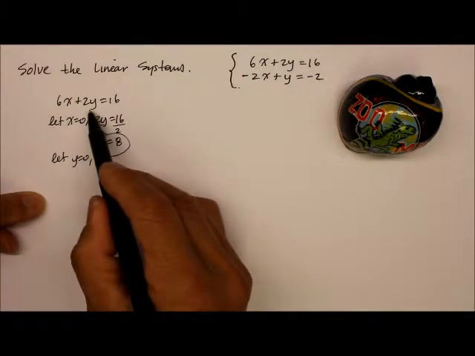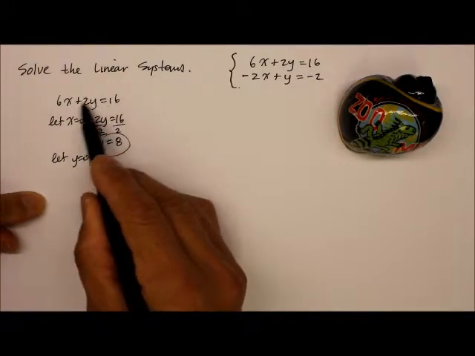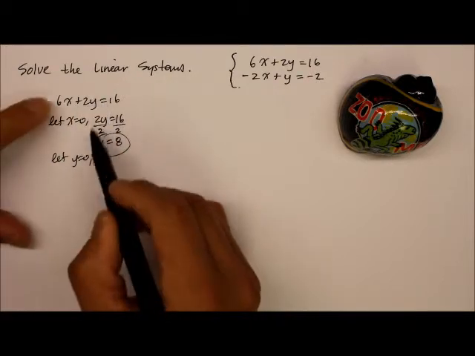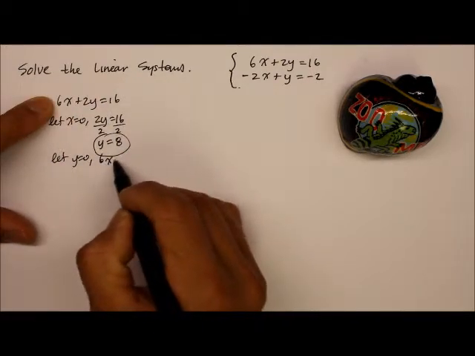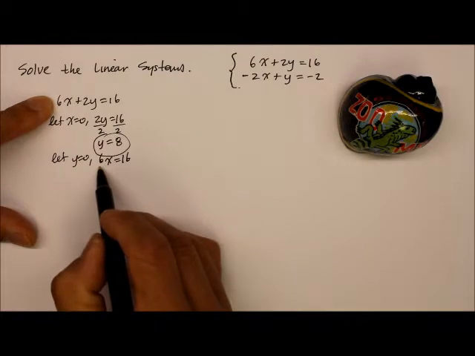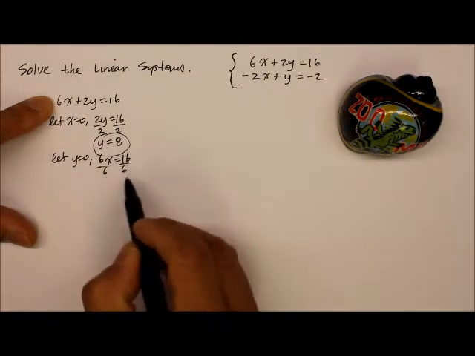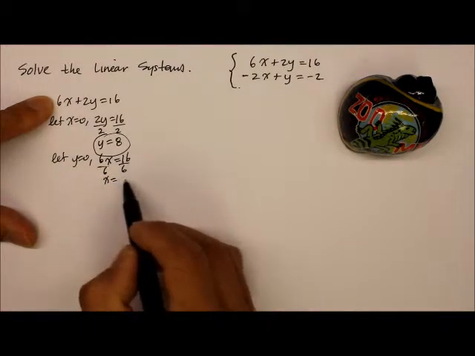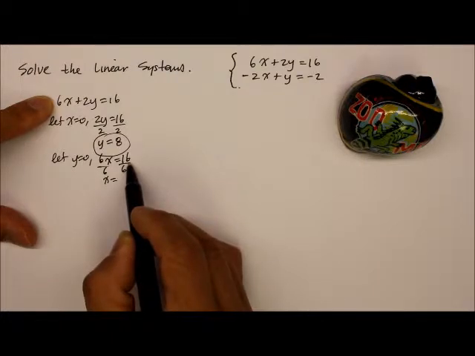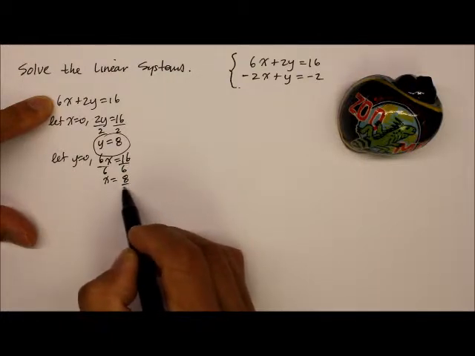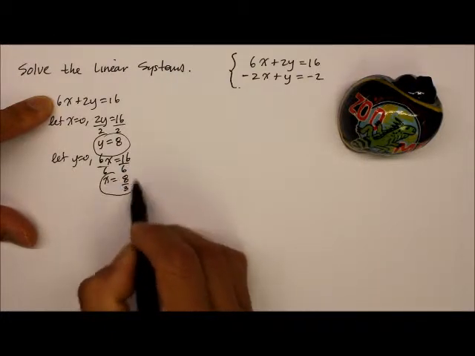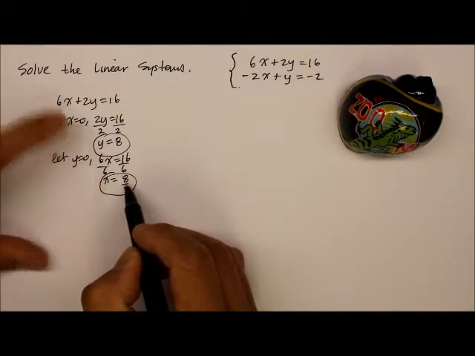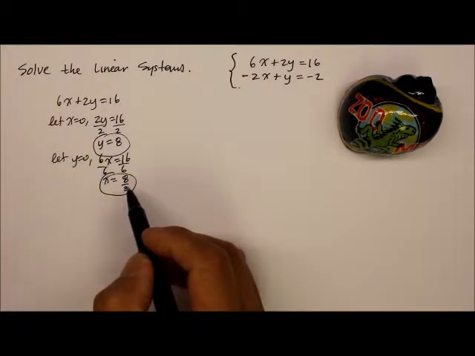Now to find the x-intercept, we let y equal 0. This time we have a peculiar situation. Since this term is 0, what we have remaining is just 6x is equal to 16. When you solve for x, we end up with a fraction. They're both divisible by 2, so we have 8 over 3. That's the x and y intercept of the first equation that we're going to graph right now.